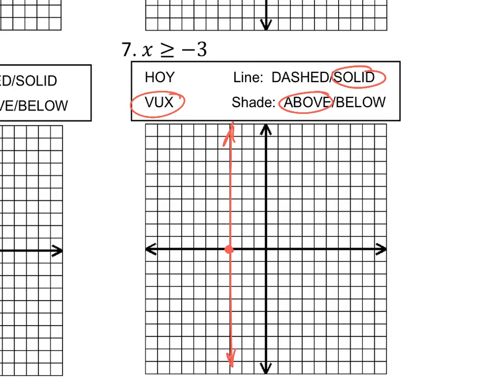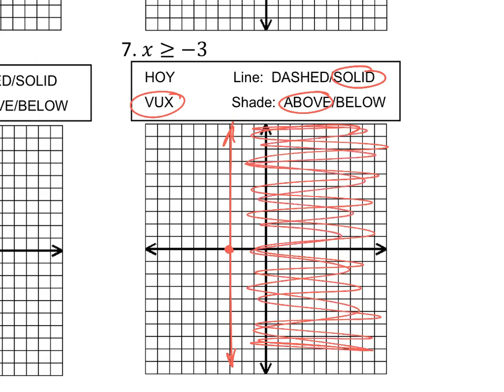So my question is this. Above means bigger. Are numbers bigger on the left or are they bigger on the right? So this would be the direction that I'd shade because that's technically above, or to the right. That was a bonus for you guys. I didn't do that with any other class.